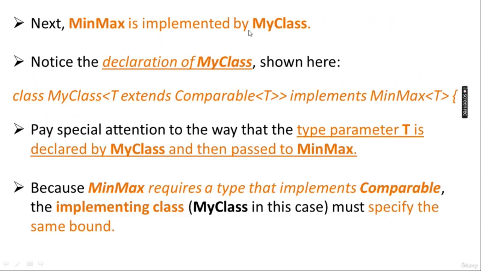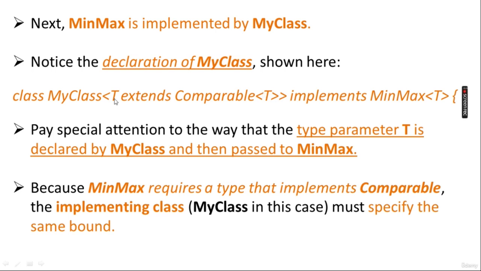Next, MinMax is implemented by MyClass, which is our class. This is the interface MinMax. Notice the declaration of MyClass<T extends Comparable<T>> implements MinMax<T>, and this also is T extends Comparable<T>. So this type and this type are both the same. Pay special attention to the way that type parameter T is declared by MyClass and then passed to MinMax. Okay, so type parameter T is declared by MyClass. What is the type? T. What is the upper bound? Extends Comparable<T>.